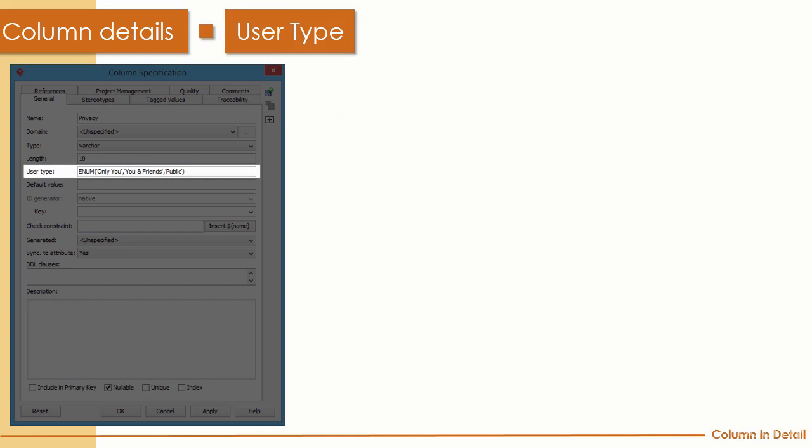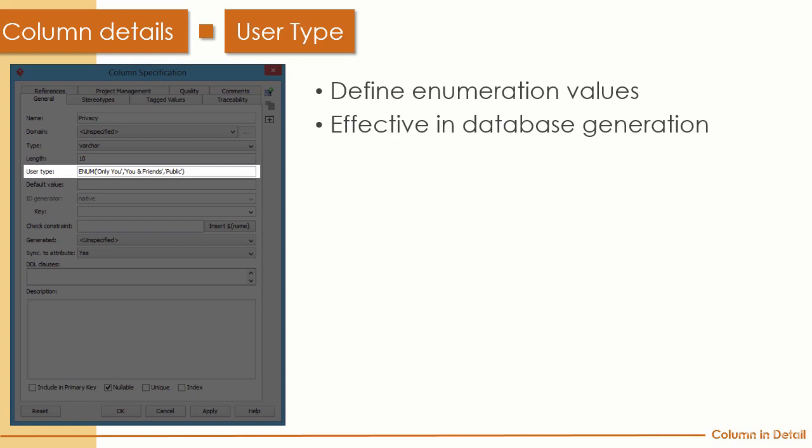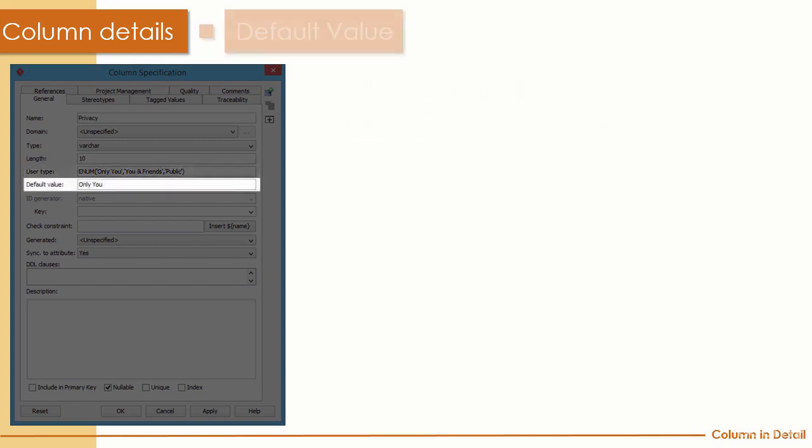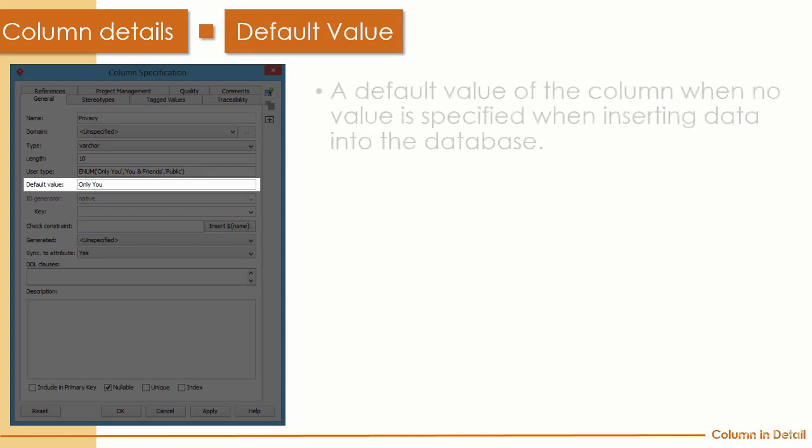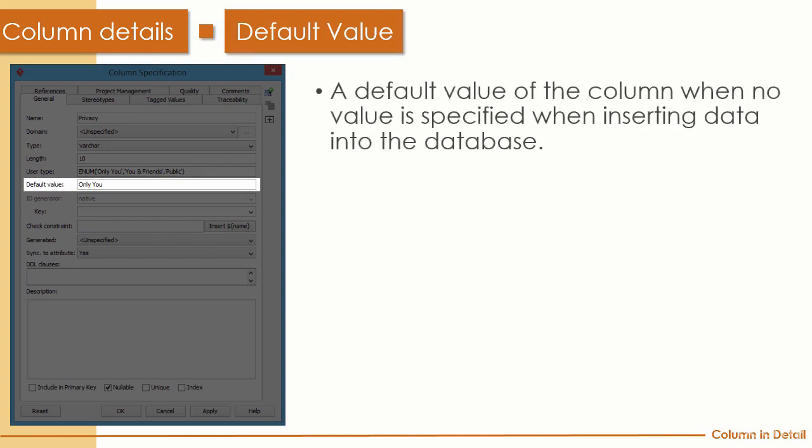The user type. User types is for you to define your own types rather than using the database built-in data type. For example, you use the enum to build your own settings. The user types are only effective when you generate the database. Under the user tab, you will see the default value. The default value is used when you insert data into the database, into this column, and you don't specify the value, then we will set it automatically for you.